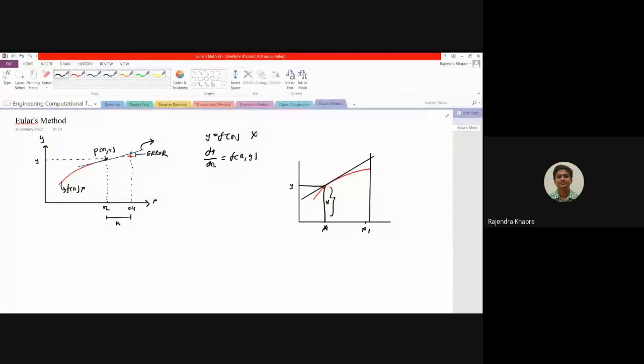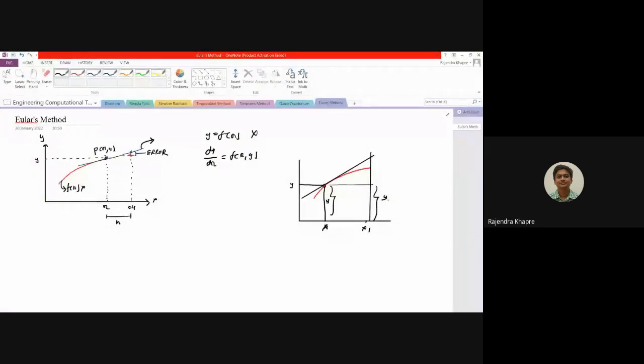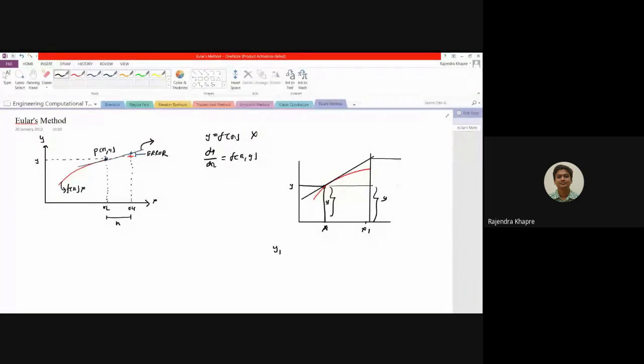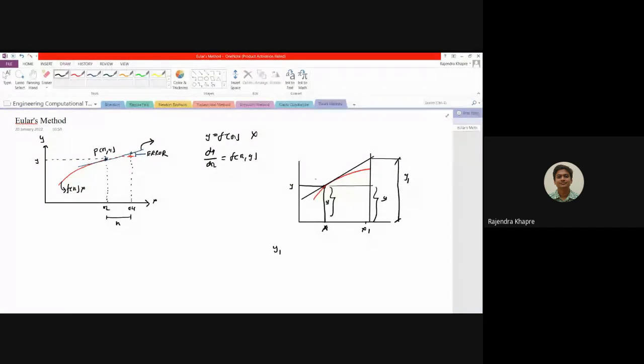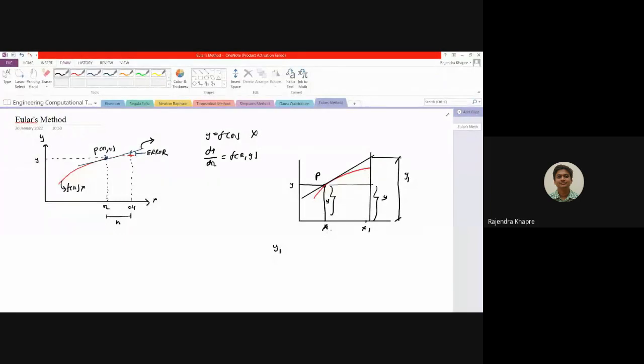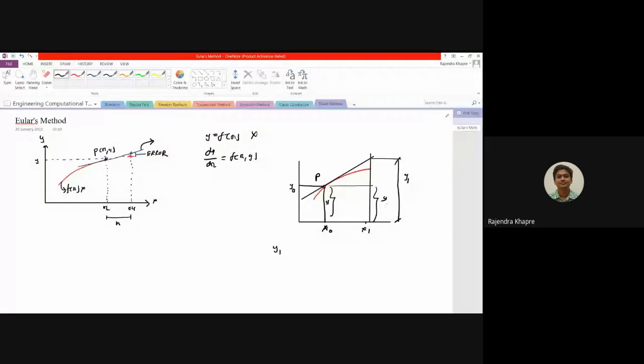So if I draw a straight line like this, here I can get the value of y. Here y1 is nothing but this distance from here to here. So this is nothing but your y1. Your y1 can be calculated as follows: we will call this point p, and this is the initial value, so I'll put 0 over here.